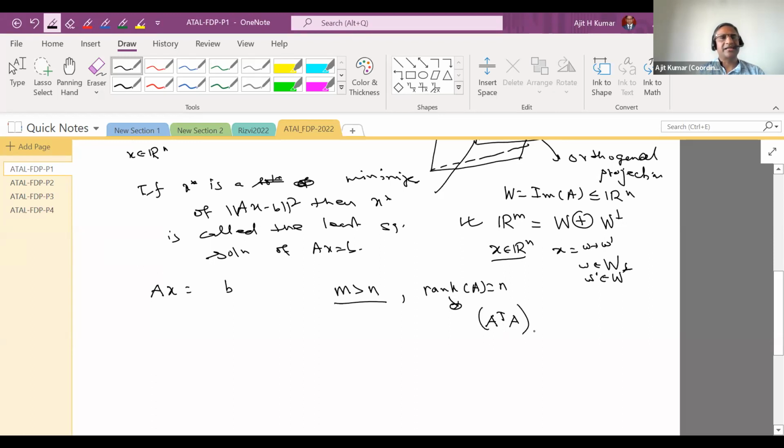What is the order of this matrix? N cross N. N cross N, very good. So what will be its rank then? What will be the rank of A transpose A?